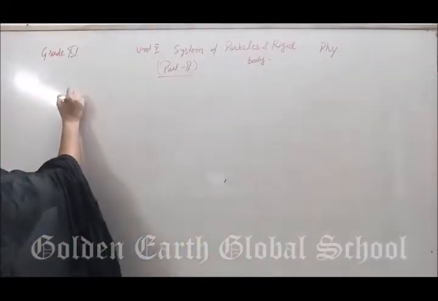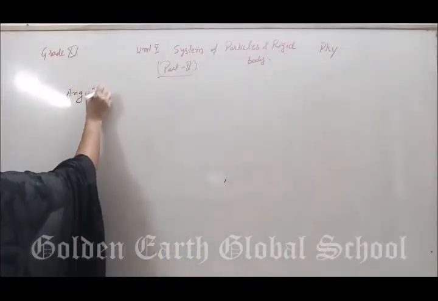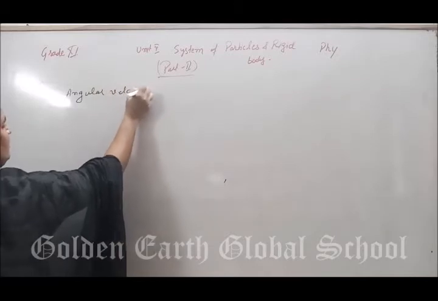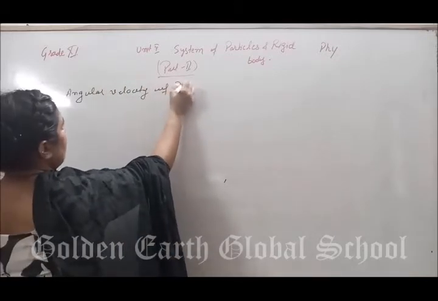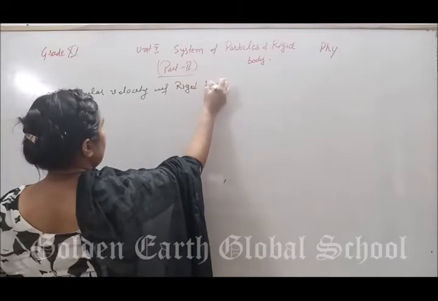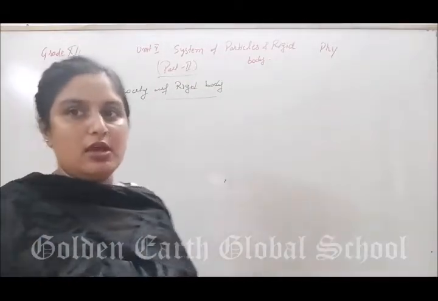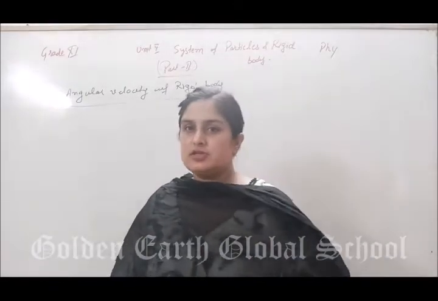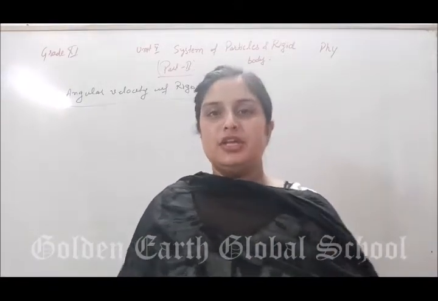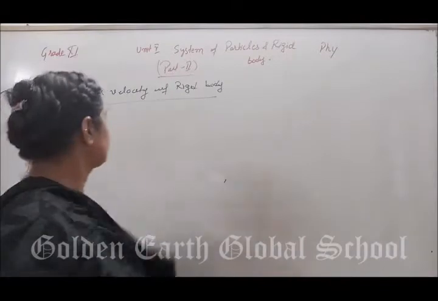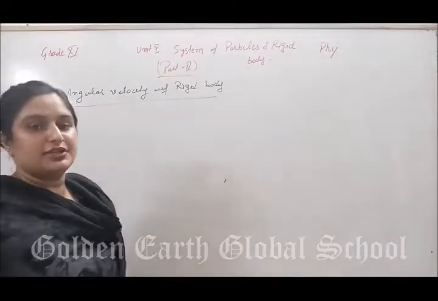This is the angular velocity of a rigid body, or you can say that we are going to discuss the rotational motion, or the particular physical quantities that are responsible for the rotational motion of the object. Angular velocity of the rigid body.